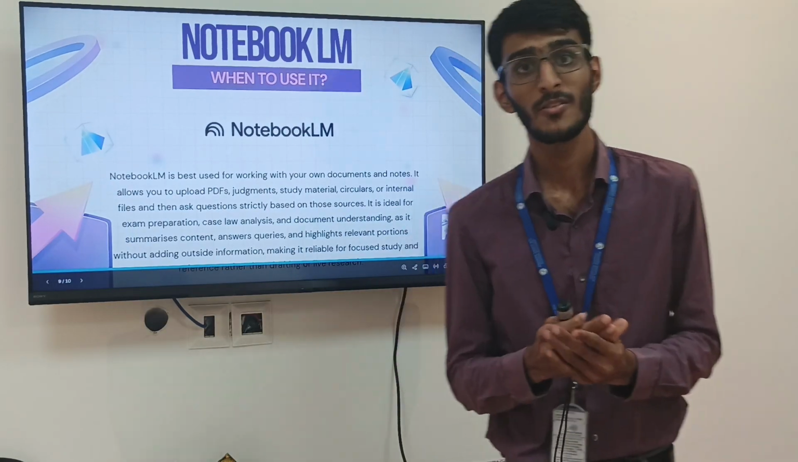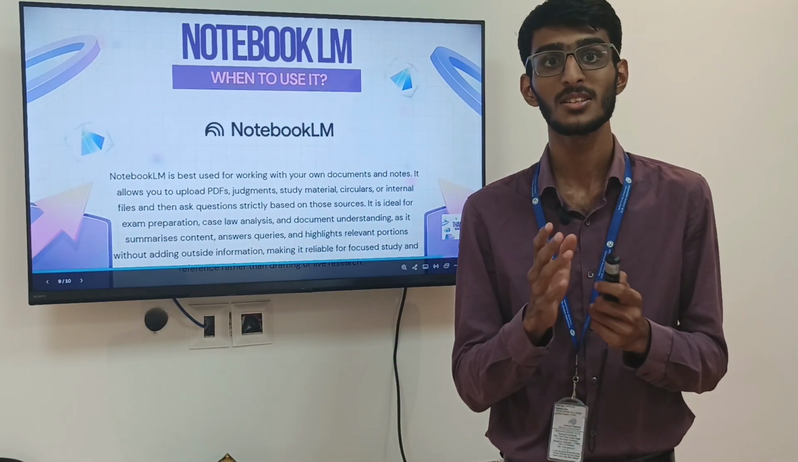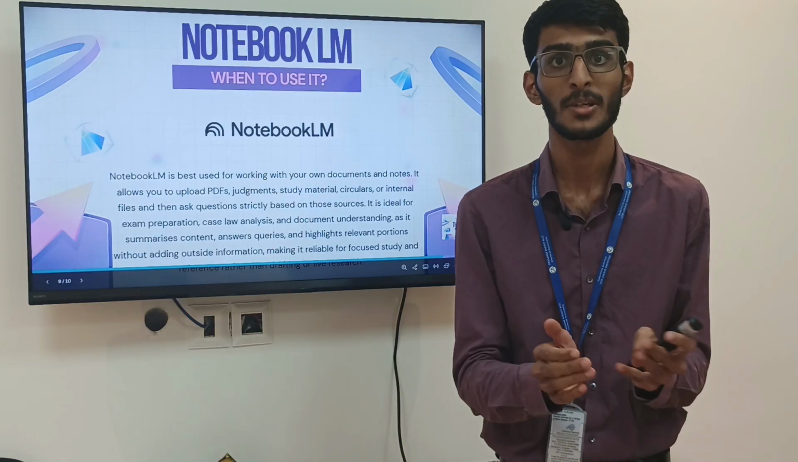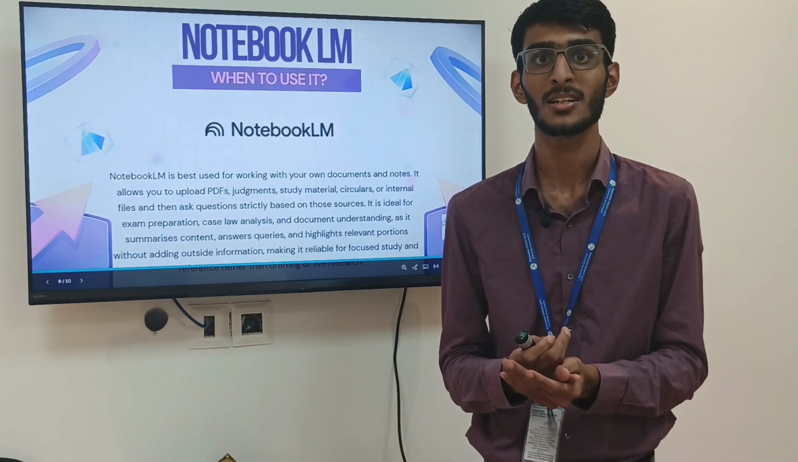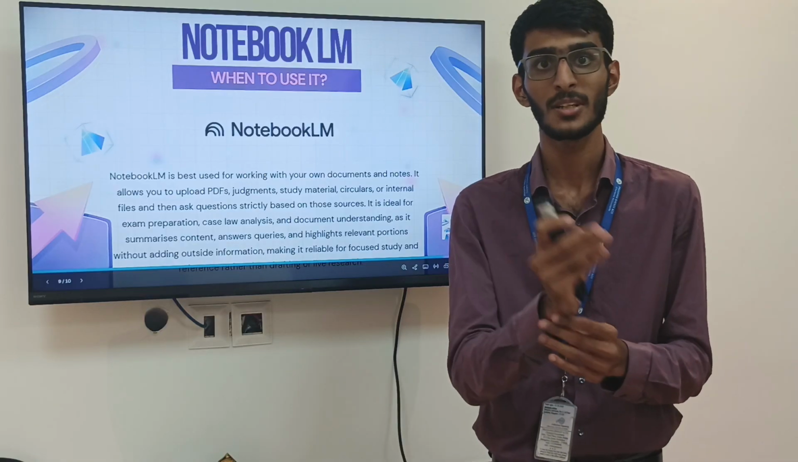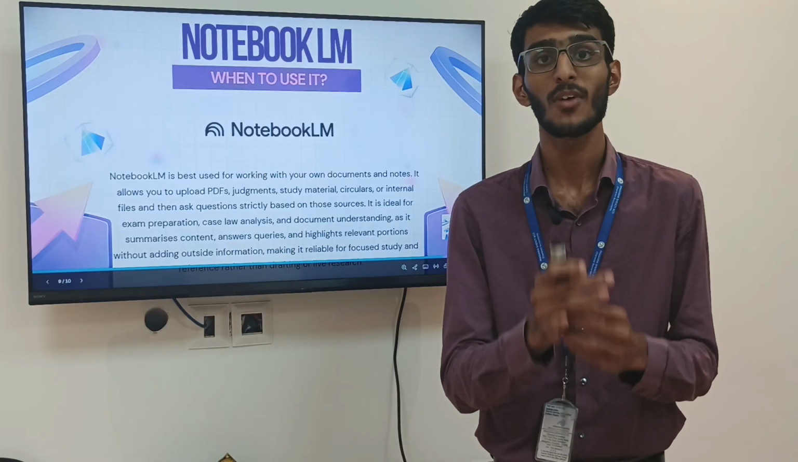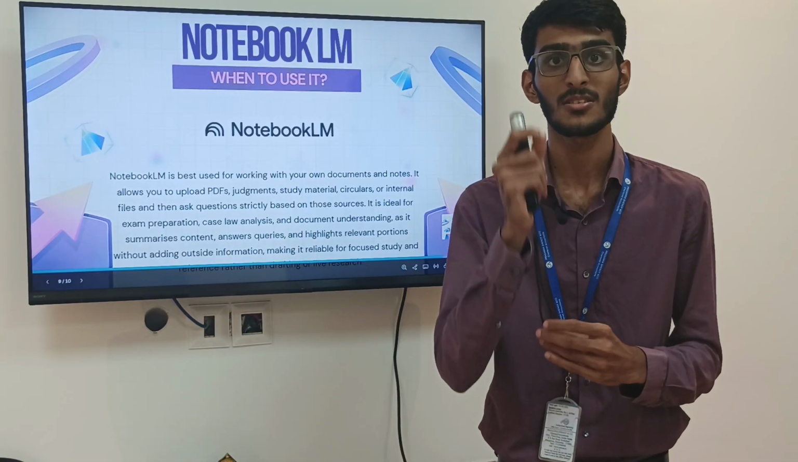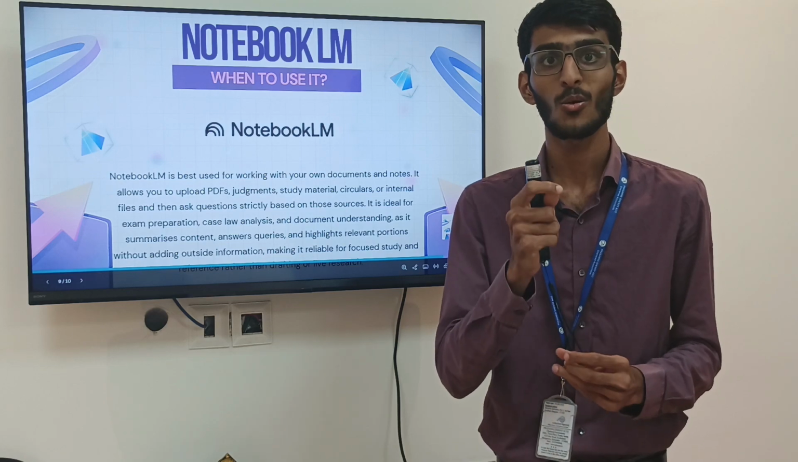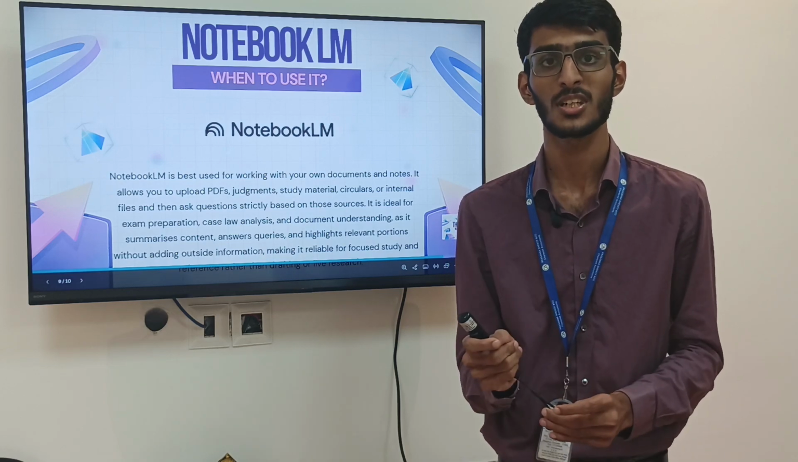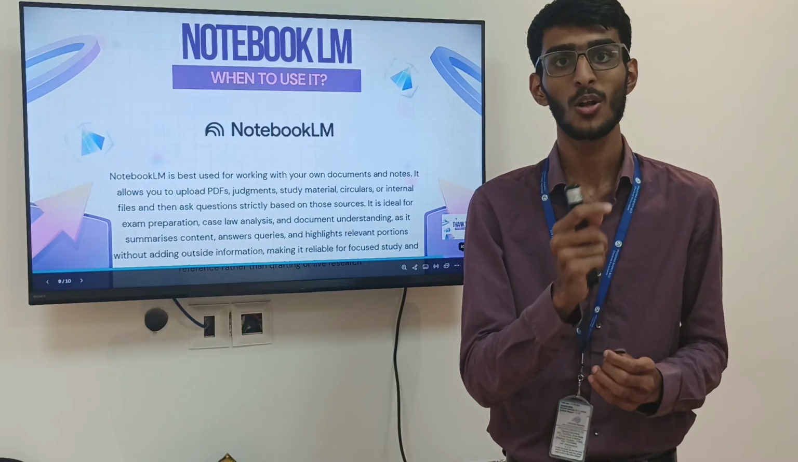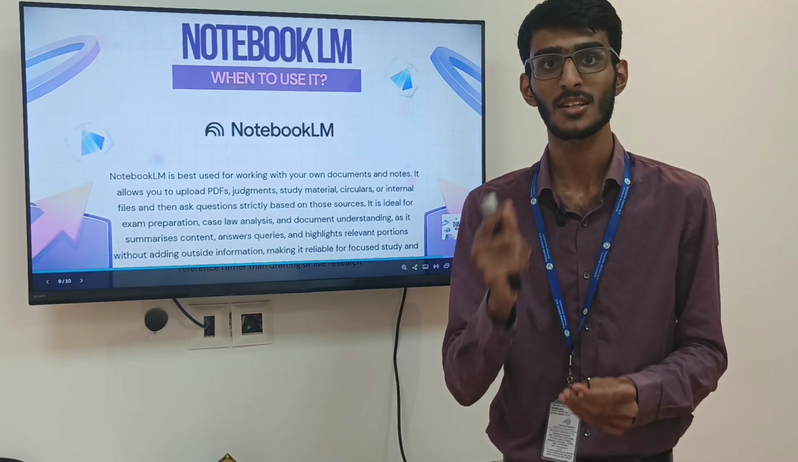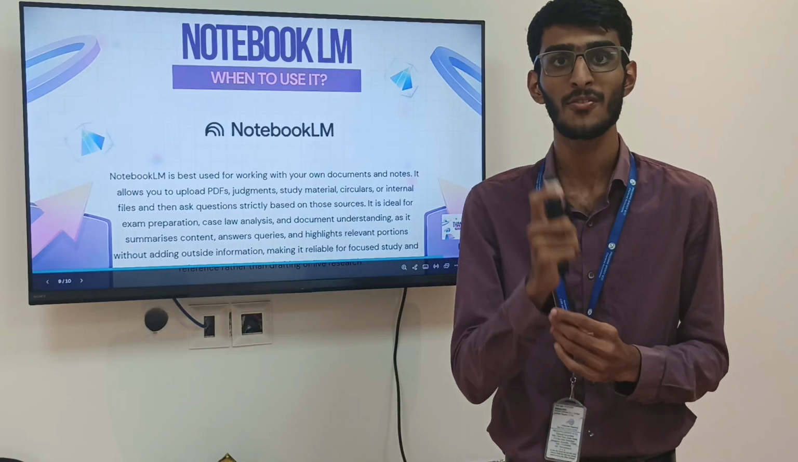Then this is my personal favorite, Notebook LM. Notebook LM is nothing but you having your own database. You can feed it your own database. Let's say there's the Income Tax Act. You can feed the Income Tax Act PDF inside it. Once that PDF is fed inside it, it will rely only on that data and not on open source data. So when you are using Notebook LM, you can always be assured that whatever data comes will come from that PDF alone.